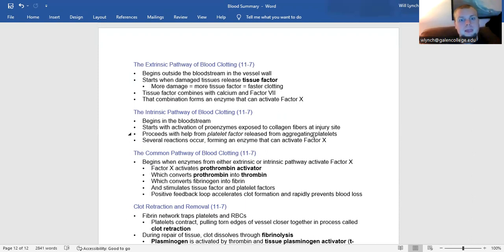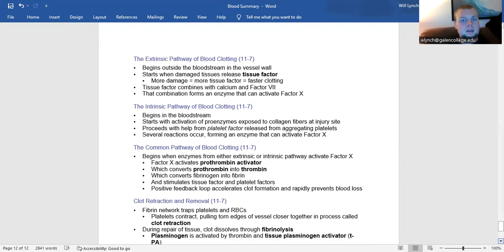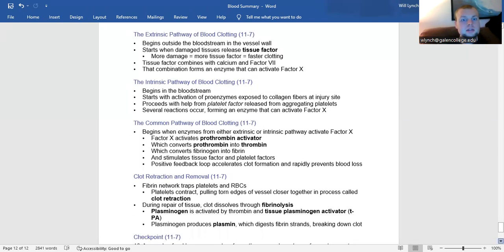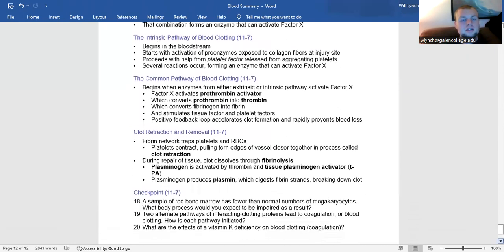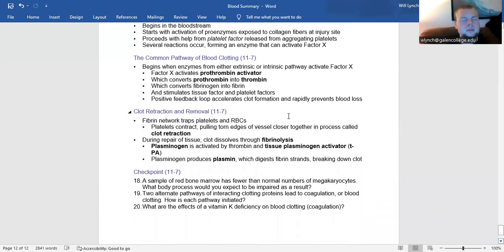around the site. Several reactions occur past then, and then we get to the activation of factor 10, which again is going to go into the common pathway. So our extrinsic pathway is going to eventually lead to factor 10. The intrinsic pathway, again, is going to lead to factor 10. And after that, both of them are the same. So when we get to factor 10 activation, we lead into the common pathway of blood clotting.